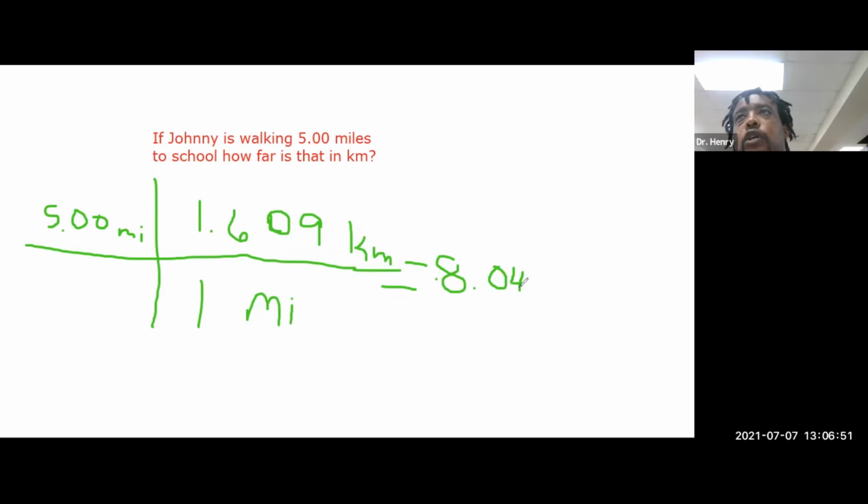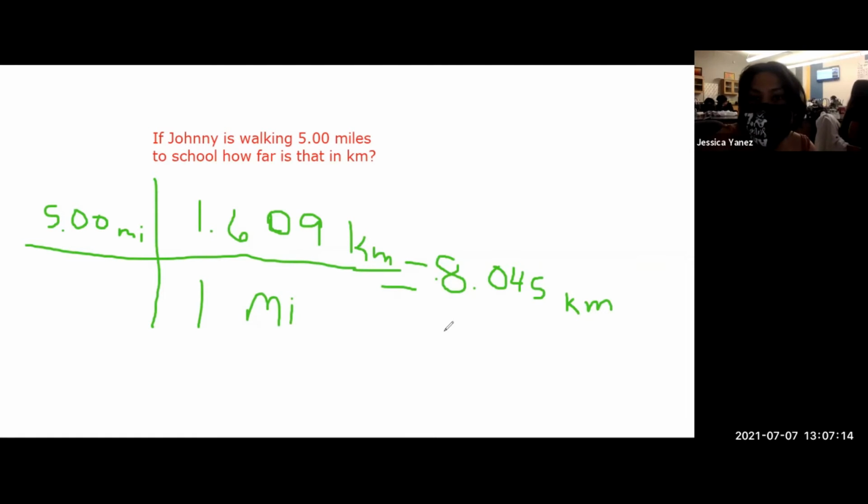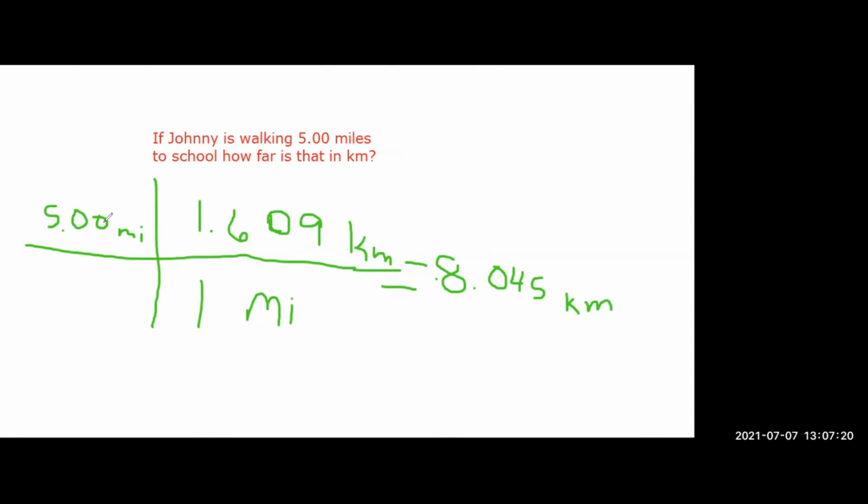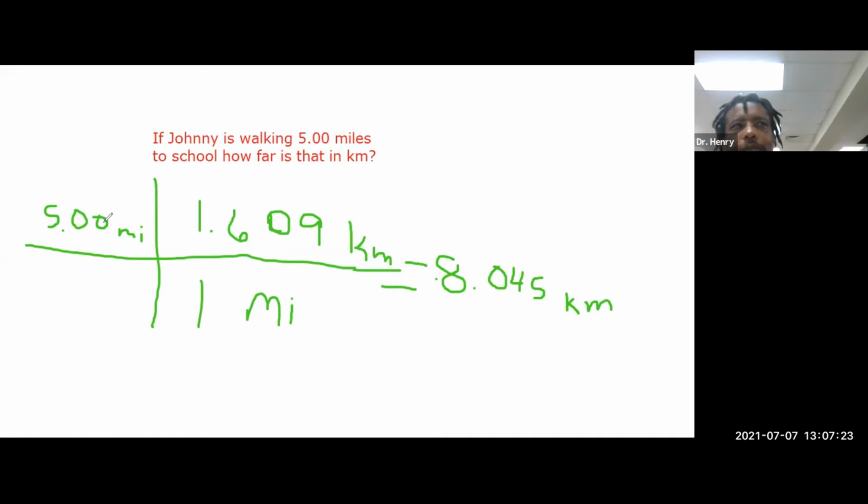8.045. So what number are we using for rounding in this case? Yeah, the 5. So how many sig figs do we have? 8.00. Is that 1 sig fig? 3. Okay. What does that decimal point mean? If I'm taking the time to put in that decimal point, that's telling you what?